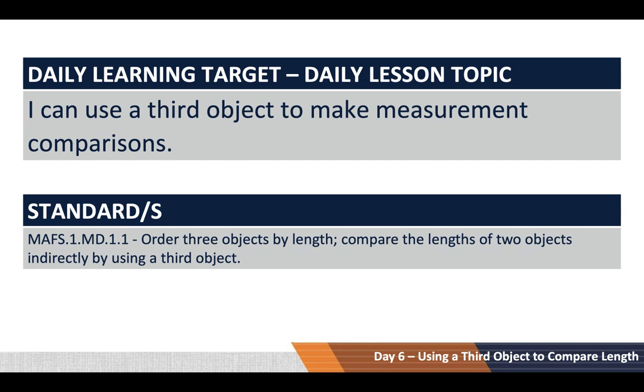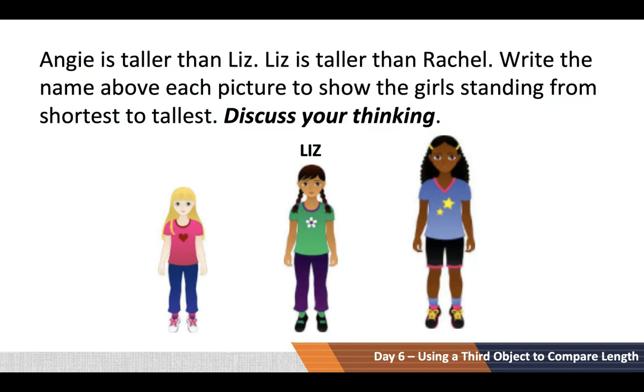Our daily learning target for today is I can use a third object to make measurement comparisons. Our standard is order 3 objects by length. Compare the lengths of 2 objects indirectly by using a third object.